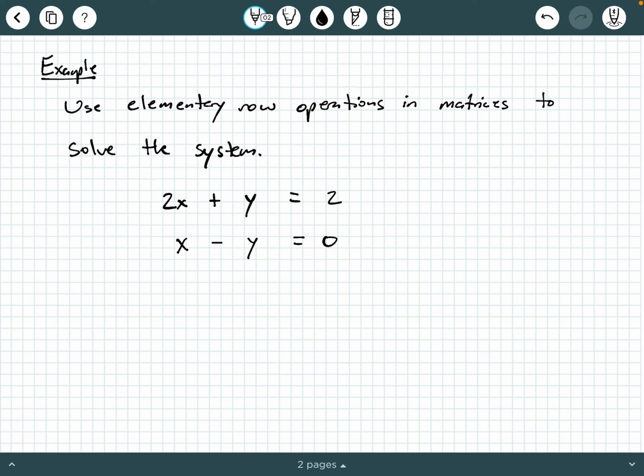In this video, we are going to do a simple example where we use elementary row operations with matrices to solve this system of equations. So let's go ahead and say solution here. And of course, we have the system 2x plus y equals 2, and the second equation is x minus y equals 0.